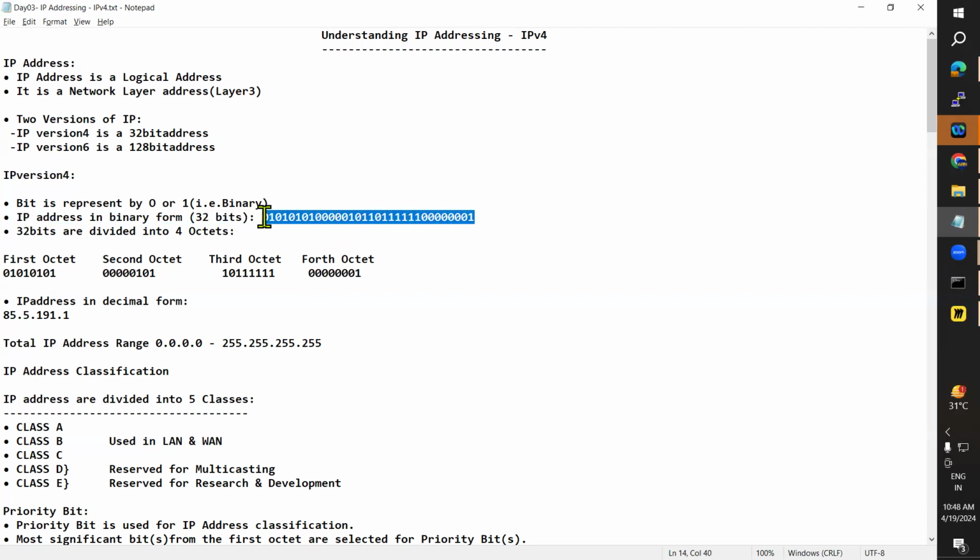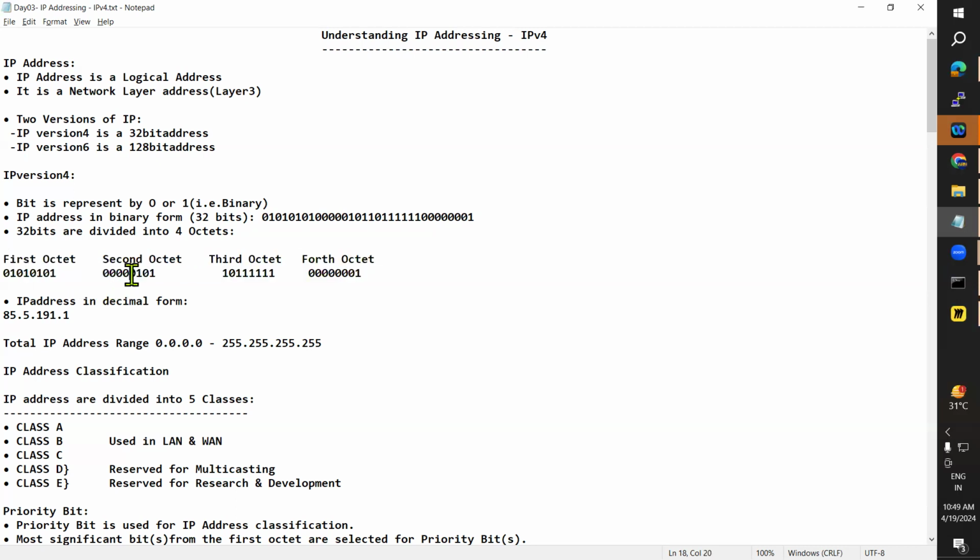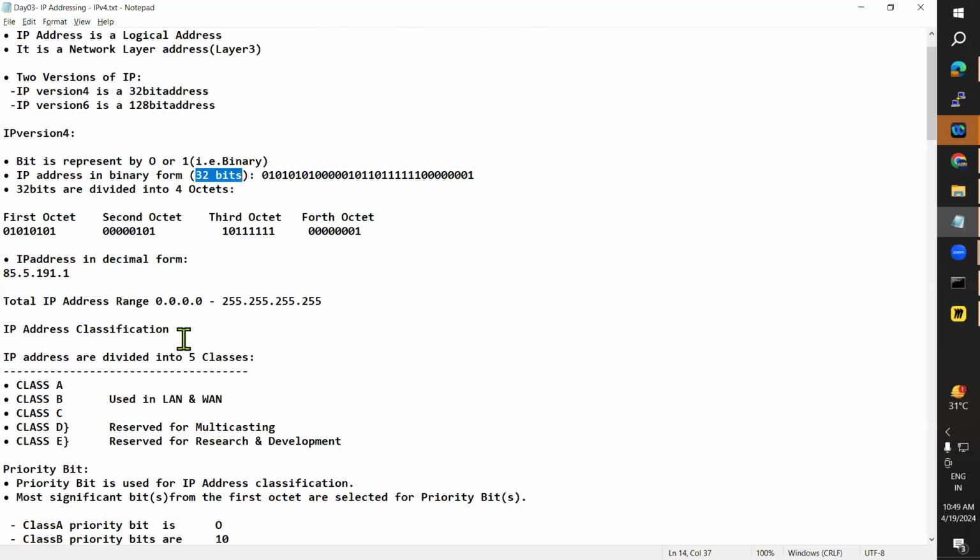This IP address is divided into 4 octets, as I discussed yesterday. First octet, second octet, third octet, fourth octet. First octet, 8 bits. Second octet, 8 bits. Third octet, 8 bits. And fourth octet, 8 bits. 4 into 8, a 32-bit address. We call it a 32-bit address.